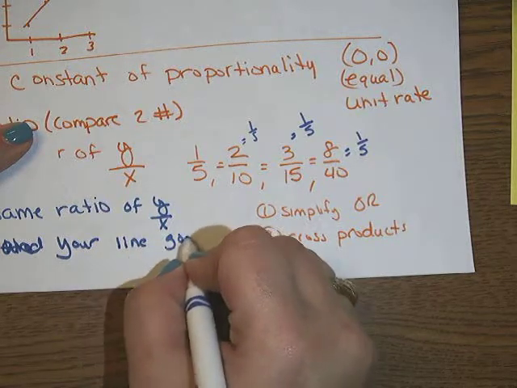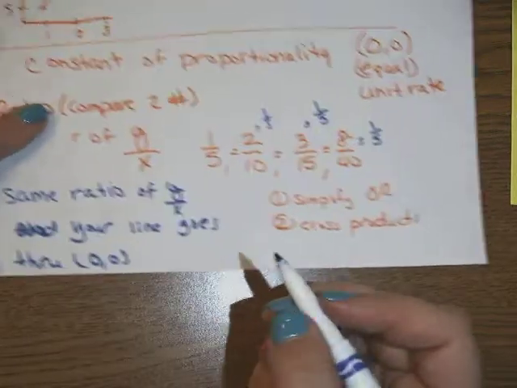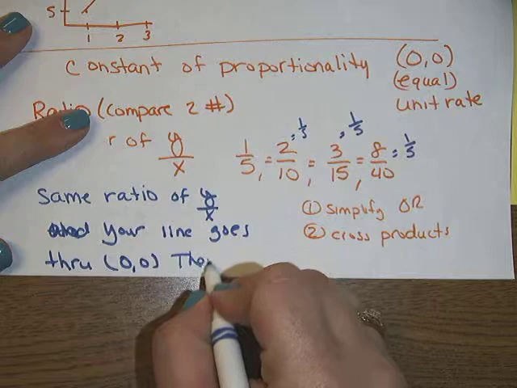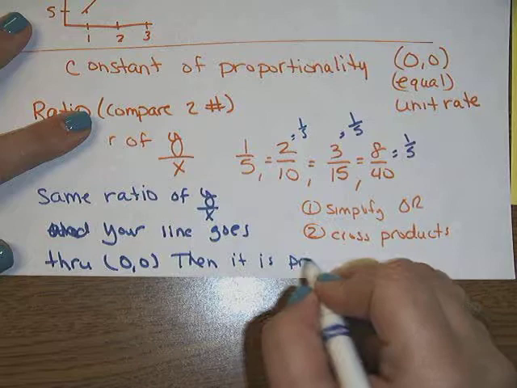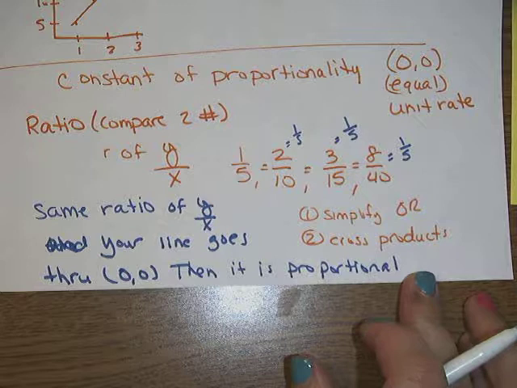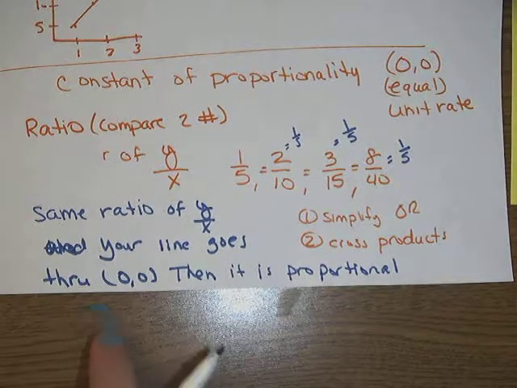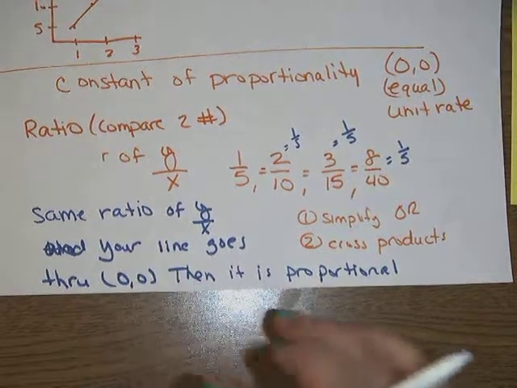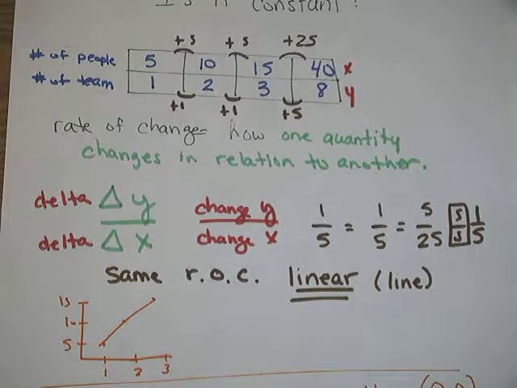So if you have the same ratio of y over x and your line, and I'll show you how to do this in a second, goes through 0, 0, then it's what? Proportional. Very good. Then it is proportional. Okay? Do we have the same ratio? Yes. So we need to check the second part, and that's what somebody said at the very beginning. We need to make sure it goes to 0, 0.